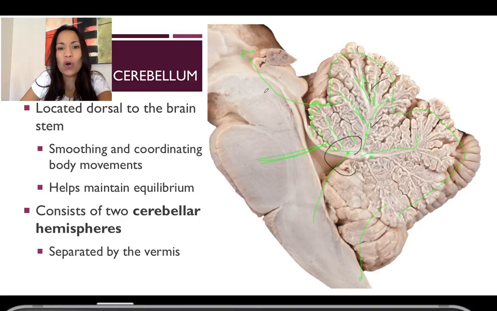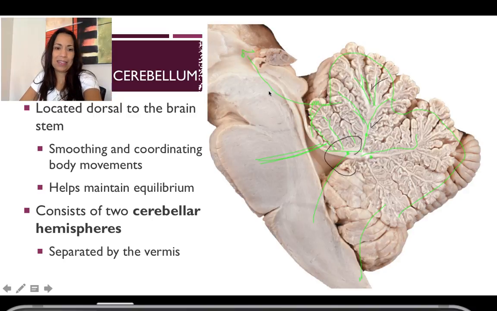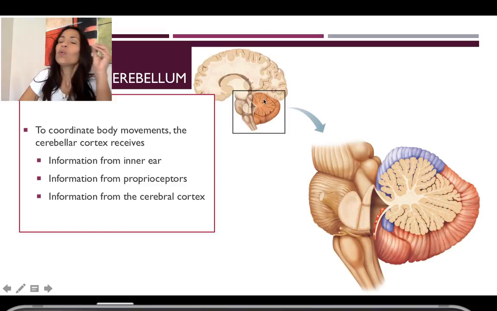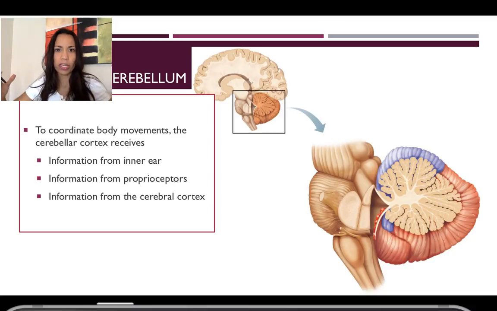Okay, so let's see what it does. What the cerebellum does is that it coordinates our skeletal movements. So it creates the pattern so our movements look smooth and not jerky.